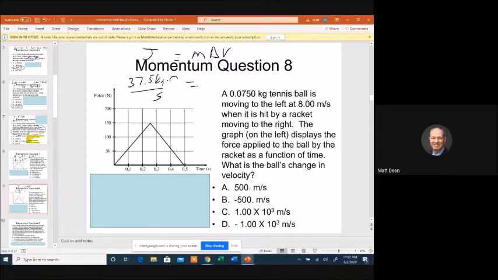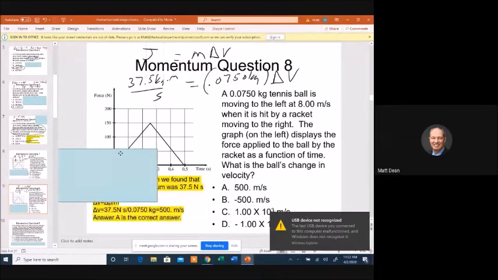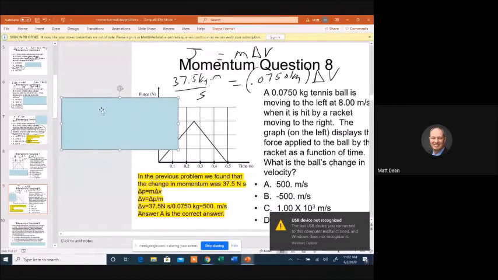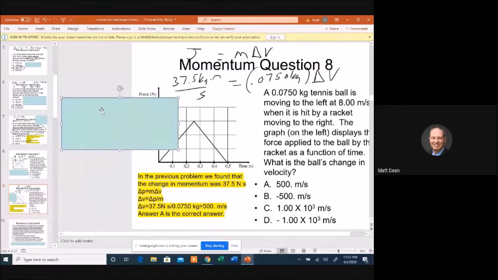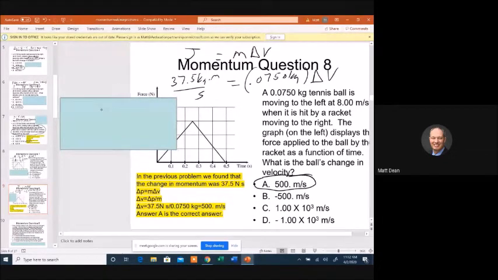Well, we know m. M is 0.075. And what we're looking for is the change in velocity. So simply solve that out. And when we do, we come up with this. So it looks like our change in velocity is about 500 meters per second. And that sounds crazy, but remember that's changing not only the actual magnitude of the speed, but it's also changing the direction of the speed.